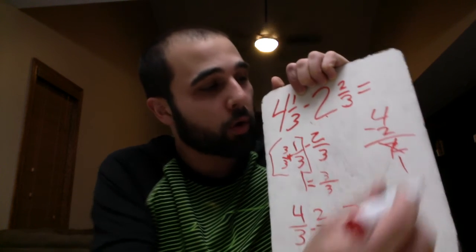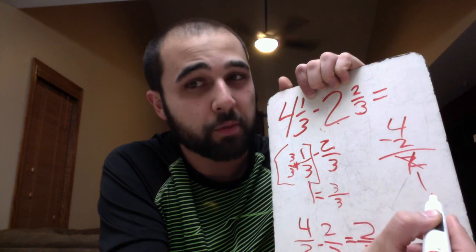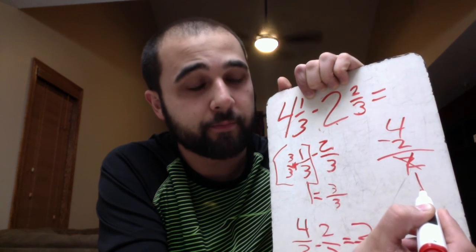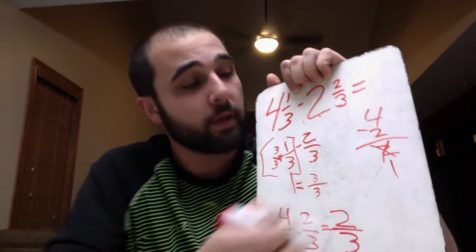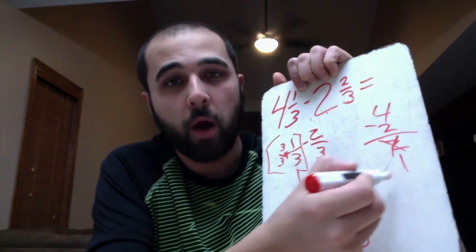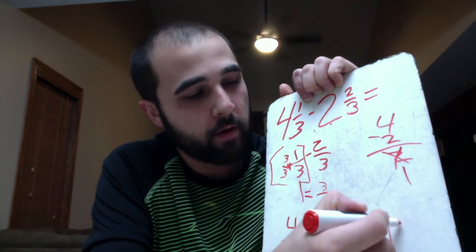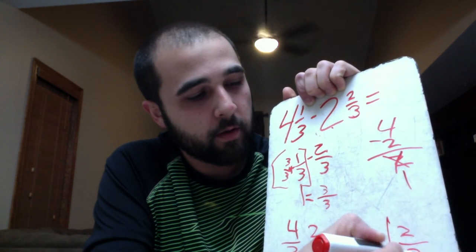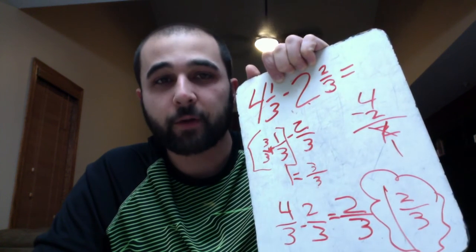If we go back to our whole number here, 4 minus 2 gave us 2. But since we borrowed, we had to knock it down to 1. So our whole number part of our answer is just 1. Combine those two up for your final answer. 1 2/3 is your final answer.